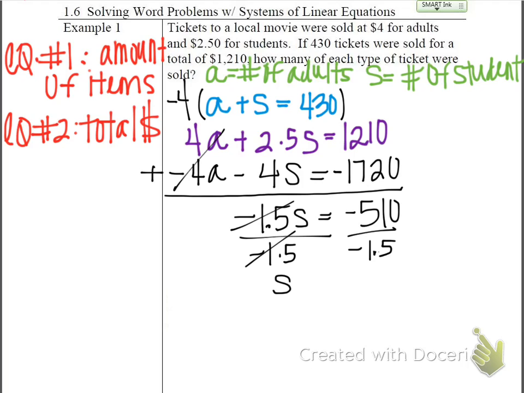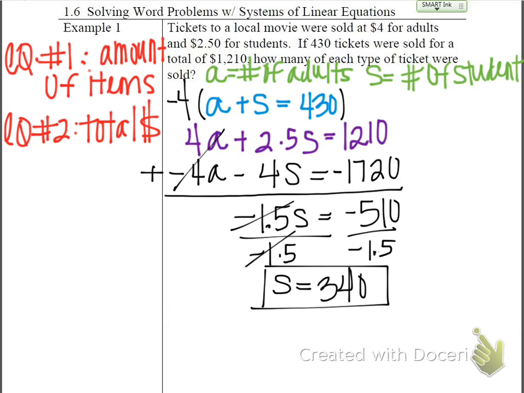So we get s equals what? We should get s equals 340 student tickets. It should always come out positive, right? Because we're talking about the number of tickets sold, so make sure that your answer makes sense.